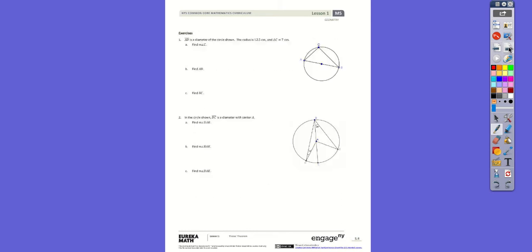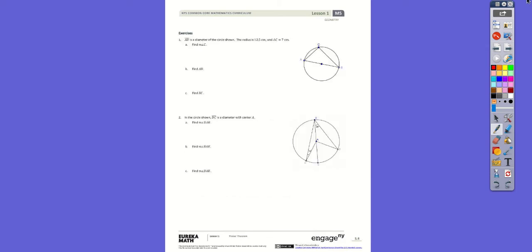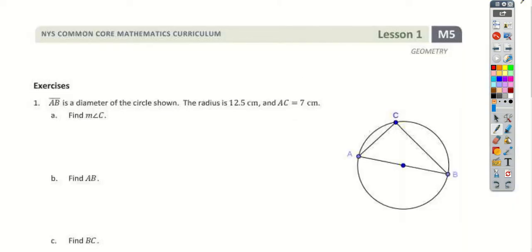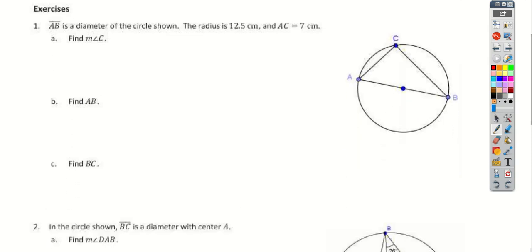All right. And we're actually going to start on page number 4. And let's look at exercise 1. So in exercise 1, we know that AB is a diameter. So if this is a diameter, and this angle is inscribed because the vertex is located on the circle, then this must be forming a 90-degree angle.